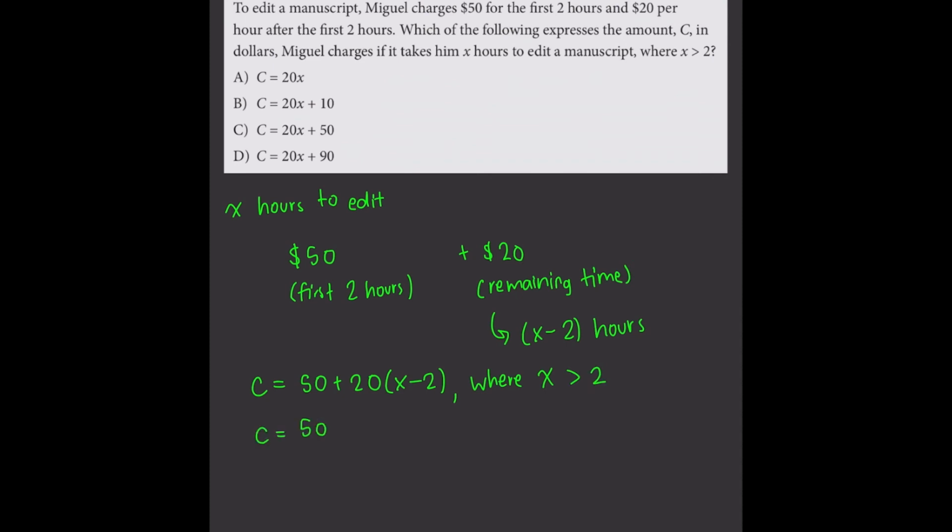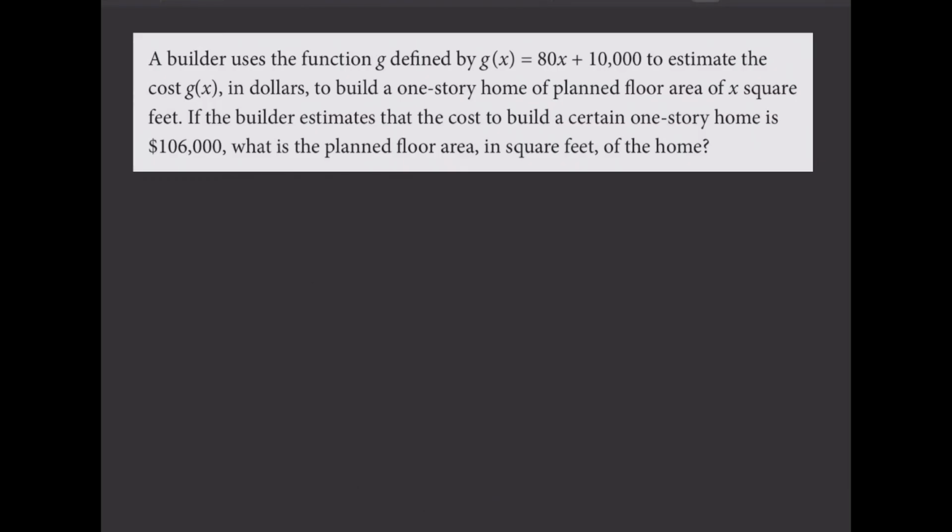When we look at the answer choices, we can see that the equation does not match any of the answer choices. So what do we do? We should expand the equation, which gives us C equals 50 plus 20X minus 40, which can be further simplified as 20X plus 10, which is B. So the answer is B.